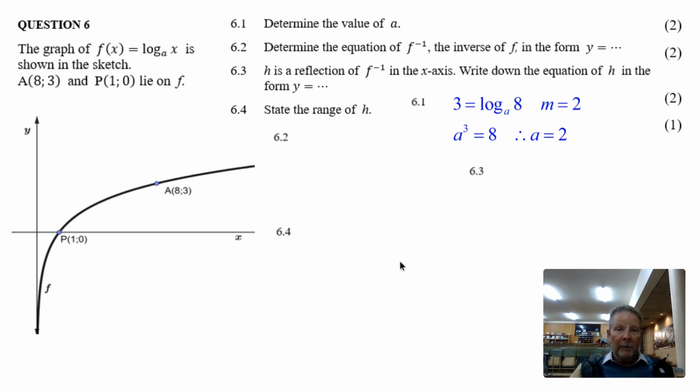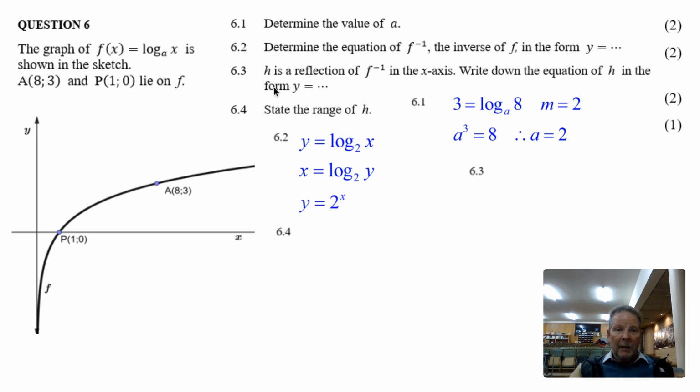A equals 2. Now the next question, determine the equation of the inverse. Determine the equation of the inverse. And now that we know a is 2, there's the function, y equals the log of x to base 2, because we know that a is 2. Now, to find an inverse, you switch x and y, and then put it in exponential form. So it's y equals, there's the base, the log is the exponent, so it's y equals 2 to the x.